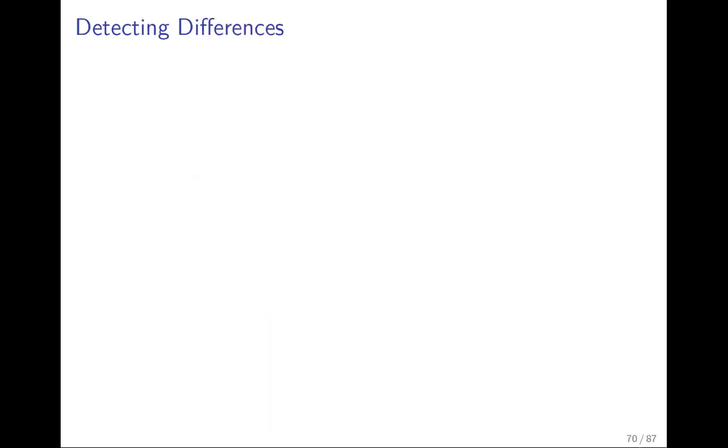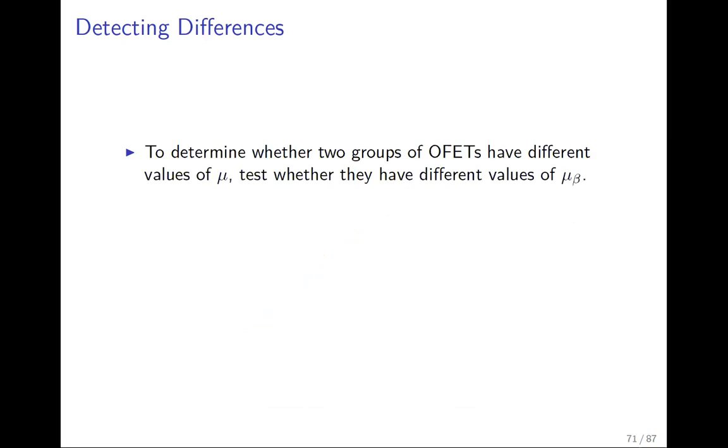We can modify the four approaches so that they can be used for difference detection. If we want to determine whether two groups of OFETs have different values of the mobility mu, then we can test whether they have different values of mu beta.